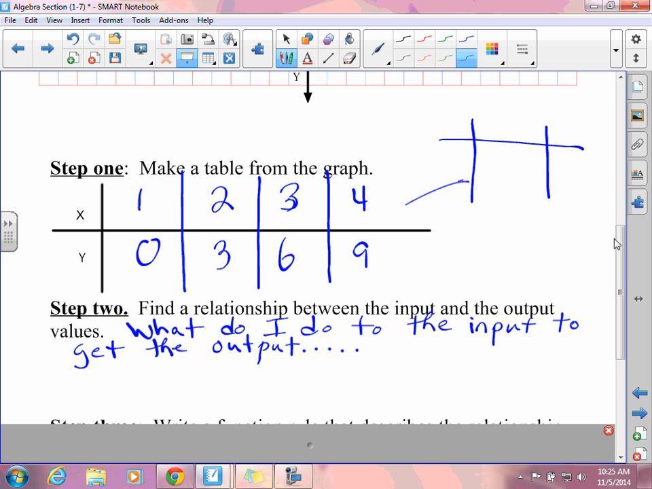2 times 3 is, minus 3 is, hey, 3 times 3 is 9, minus 3 is 6. Oh, I think we got it. 4 times 3 is 12 minus 3 is 9. Do you see how I did that? So you can use your calculator and kind of help you with that.